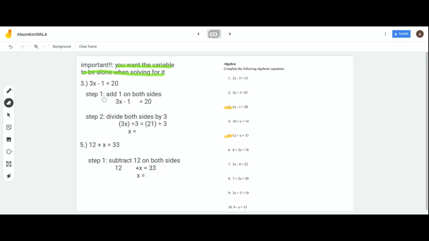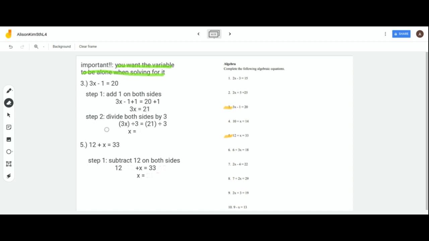3x minus 1 equals 20. So step 1 is adding 1 on both sides. Plus 1, plus 1. This is because when you do negative 1 plus 1, you get 0, so your 3x is left alone. That's one step closer to having the x by itself, right? So on the left side, you're left with 3x, but on the right side, you get 20 plus 1, which is 21. So 3x equals 21.